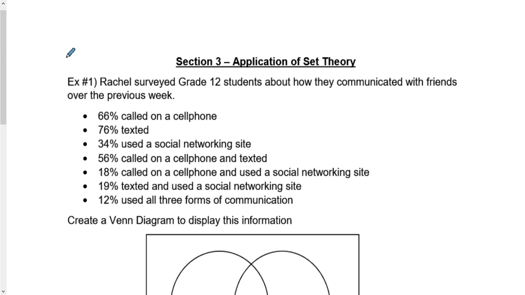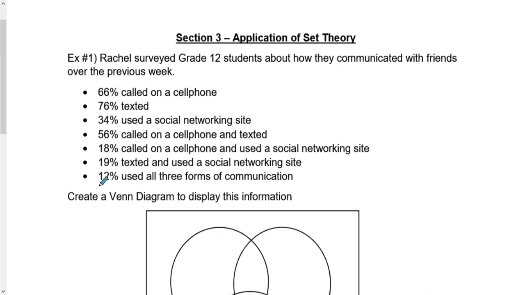So in our third section, we talk about more application of that set theory, so more talk about that Venn diagram. Example 1, Rachel surveyed grade 12 students about how they communicated with their friends over the previous week. 66 called on a cell phone, 76 texted, 34 used social networking, 56 used a cell phone and texted, 18 called on a cell phone and used social networking, 19 texted and used social networking, 12 used all three.